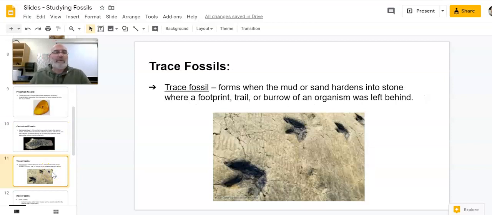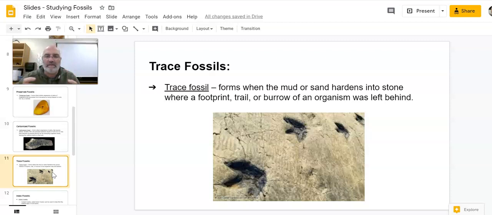The last type of fossil that I want to share with you is, I think, an interesting one. They're called trace fossils. So a trace fossil is not the body of a living organism. It's evidence of where the organism might have lived. So it might be a footprint left by an organism, or a trail left by an organism, or a burrow made by an organism. Do you get how that's different from mold fossils and cast fossils?